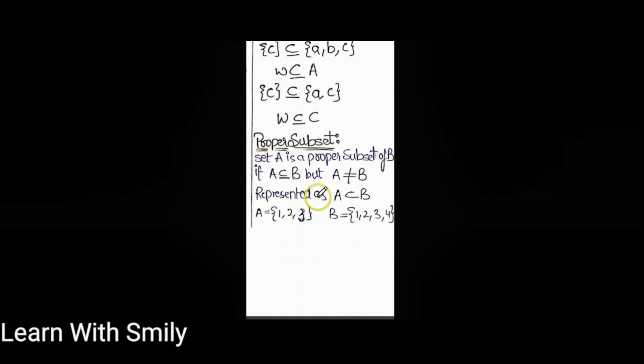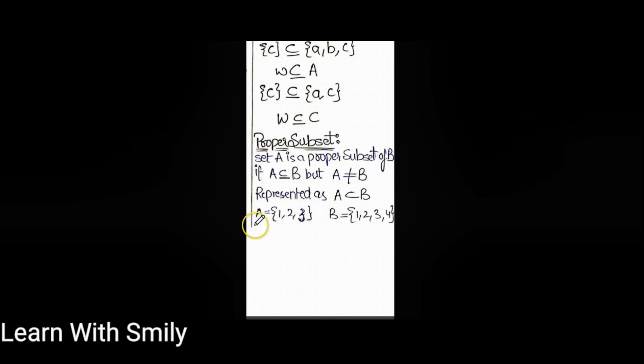Okay, now we're going to learn what a proper subset is. We have learned about what a subset is, right? A proper subset means that if we take set A, we say A is a proper subset of B only if A doesn't equal B. This is the symbol of a proper subset, and this is the symbol of a subset.